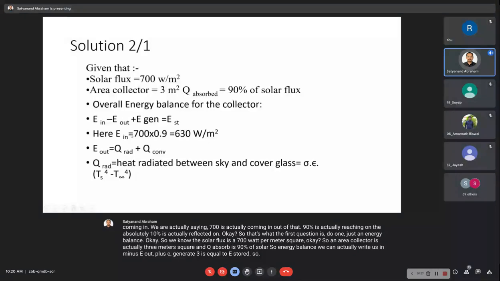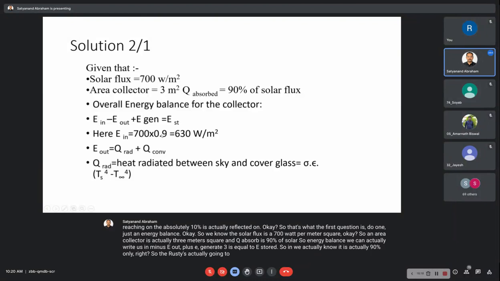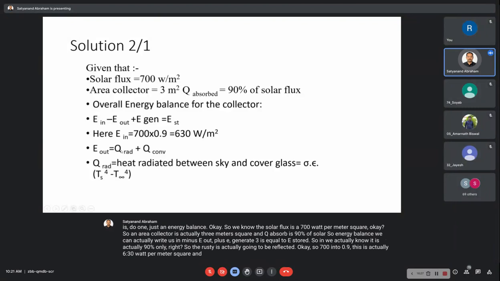So E in, we actually know it is only 90%, so the rest is going to be reflected. Okay, so 700 into 0.9, this is 630 watt per meter square, and Q out is Q radiated plus Q convected.